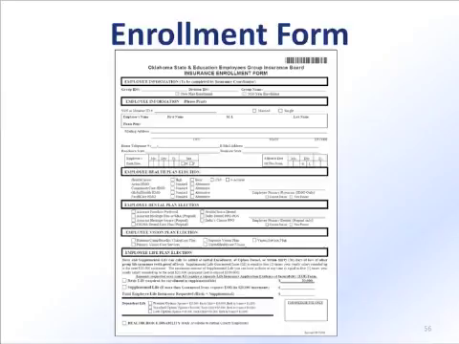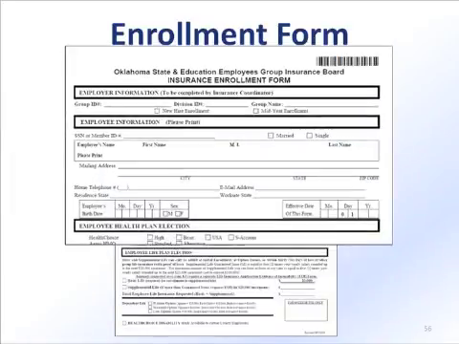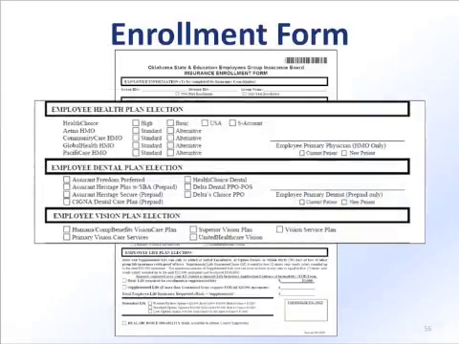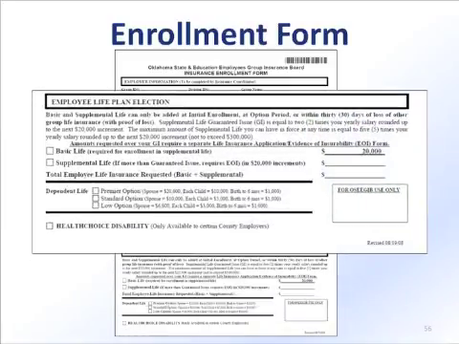Insurance enrollment form. New employees must complete an insurance enrollment form. It's important to write legibly and include all the required information. Incomplete forms may delay your enrollment. Under plan selections, clearly mark your plan choices. If you choose to enroll in life insurance, indicate the amount of coverage you want to carry.